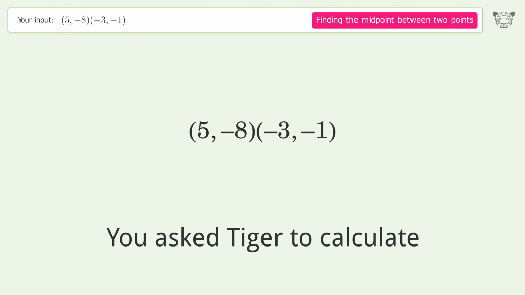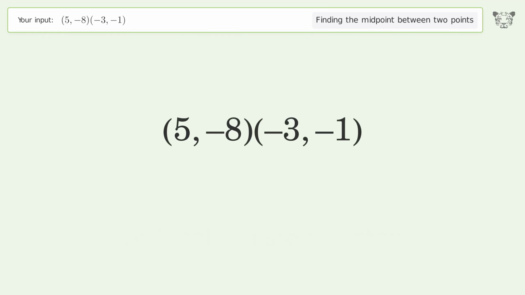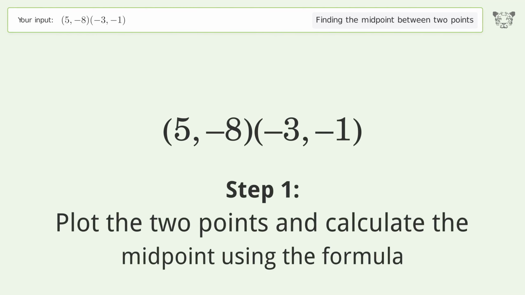You ask Tiger to calculate. This deals with finding the midpoint between 2 points. The midpoint between the 2 points is 1, -4.5. Let's solve it step by step. Plot the 2 points and calculate the midpoint using the formula.